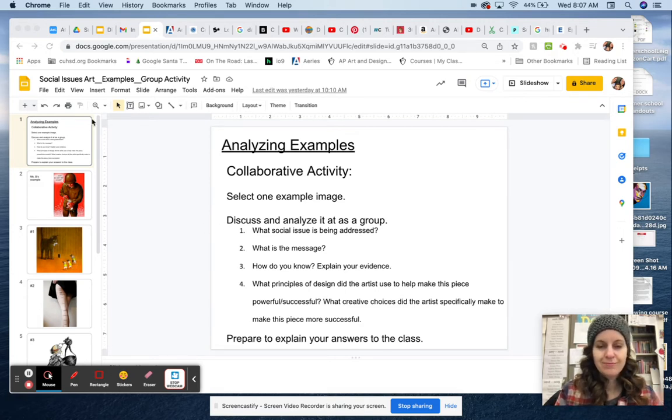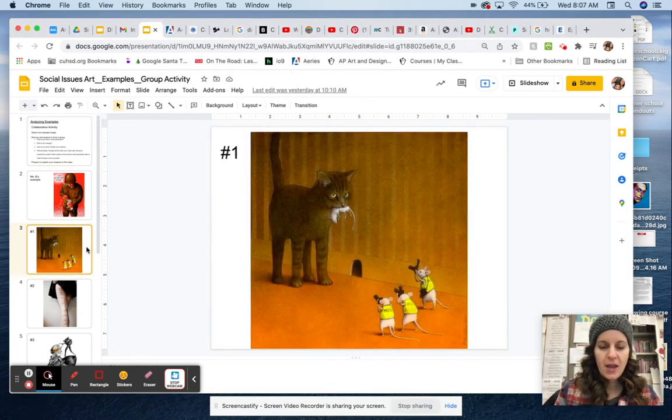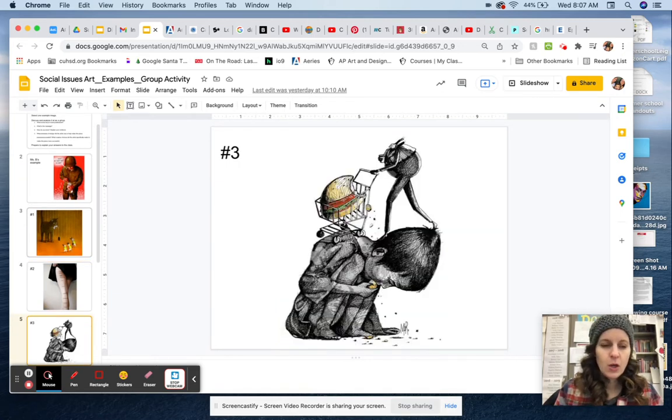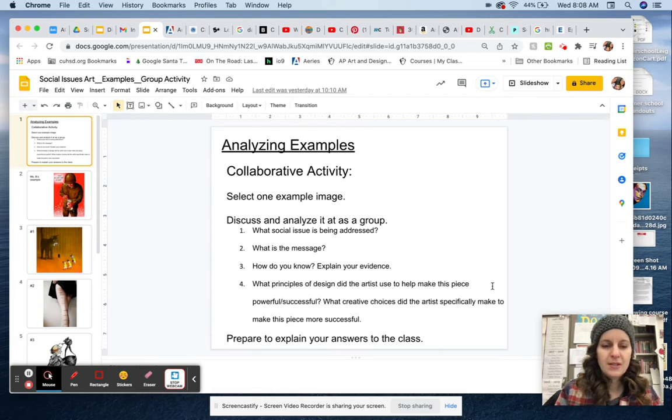Basically, we're going to get into groups, and each group is going to take one of these art pieces and analyze it and figure out what social issue is being addressed, what's the message, and definitely what the artist did that made this piece so successful and really sent that message all the way home. So you want to look at one of those art pieces and answer this with your group. If you missed today, then you can make this up on your own time by just opening up this assignment and picking one of these to do.